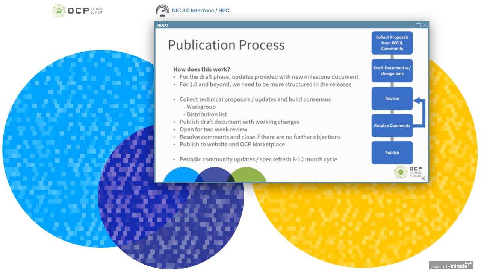Here's our plan. We'll collect technical proposals from the OCP community, and we'll build consensus on the topic. A draft document with the working changes will be posted online with change bars enabled. The specification will then be opened up for a 2-week review cycle. We'll address the comments and iterate through this phase until all the issues have been resolved. Lastly, we'll publish the document on the wiki site and the OCP marketplace. The current plan is to do a community update on a 6 to 12 month cadence.